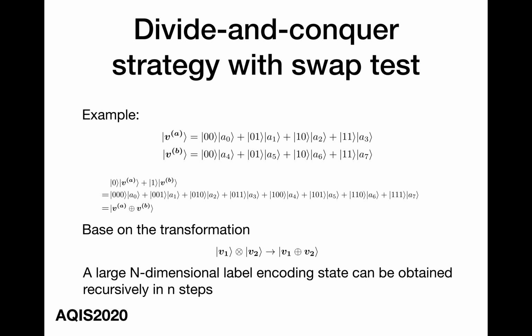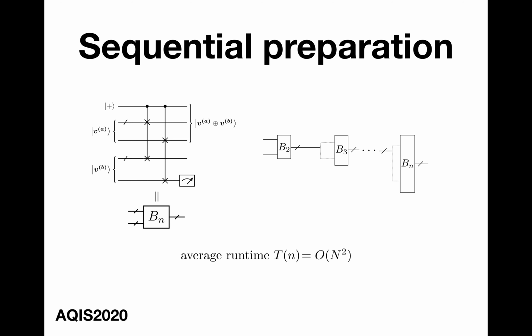And an example is given here just in case you are interested in the details. And actually, based on the transformation introduced above, we can prepare an n-dimensional label encoding states recursively in n steps, beginning with just the single or two qubit states. And each block here requires two input states.